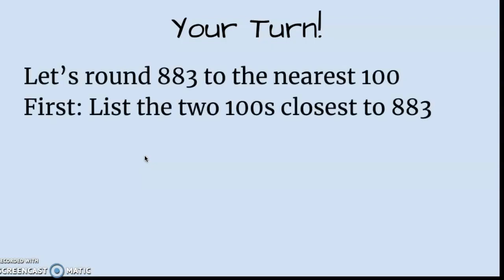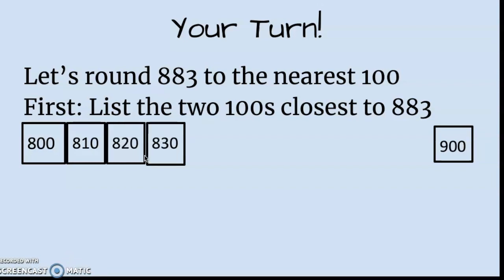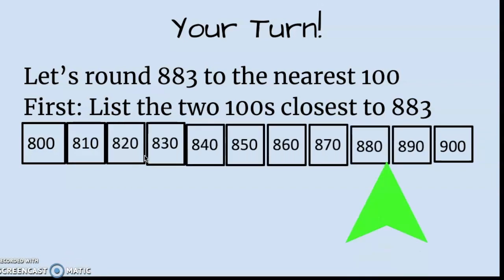So you're going to round 883 to the nearest 100. But first I want you to list the 100s closest to 883. So pause the video and give it a try. All right, let's check on what you got. So I'm going to list my 100s closest to 883. 800 and 900, and then I'm going to list all my numbers in between. Hope you did that. Now we're going to zoom in on our 883.